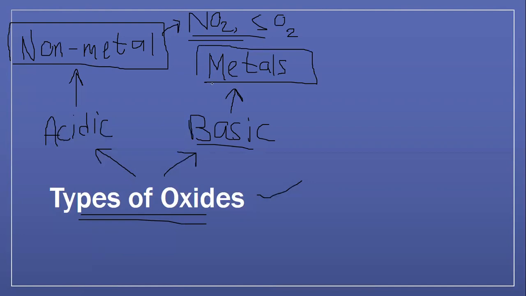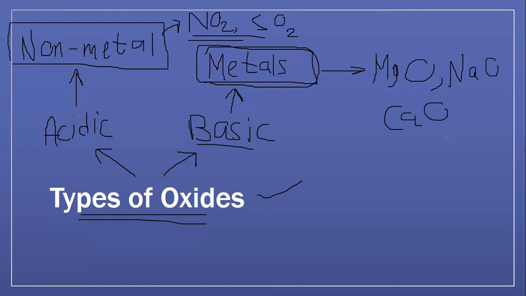Can you give me any example of metal oxides? Magnesium. Exactly. Good job. Magnesium oxide, sodium oxide, calcium oxide. ये सारे क्या होंगे? They are all going to be basic oxides. So remember, all acidic oxides are made up of non-metal and all basic oxides are made up of metals.